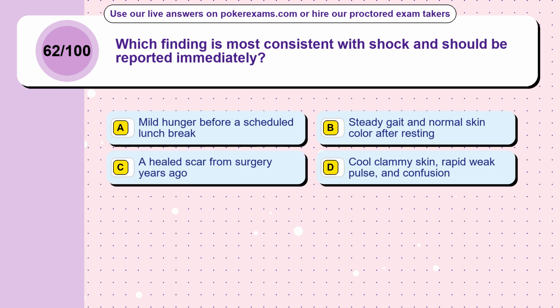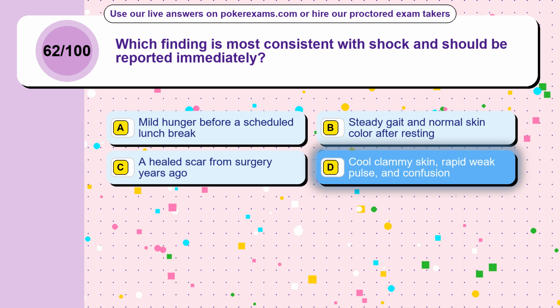Question 62. Which finding is most consistent with shock and should be reported immediately? Option A. Mild hunger before a scheduled lunch break. Option B. Steady gait and normal skin color after resting. Option C. A healed scar from surgery years ago. Option D. Cool clammy skin, rapid weak pulse, and confusion. The correct answer is option D. Cool clammy skin, rapid weak pulse, and confusion.